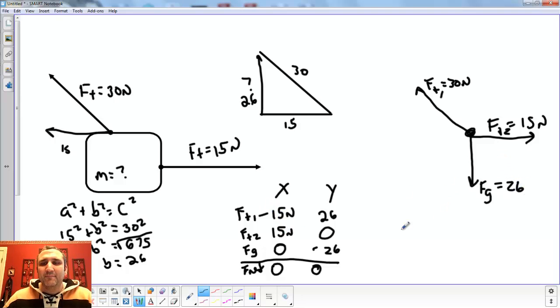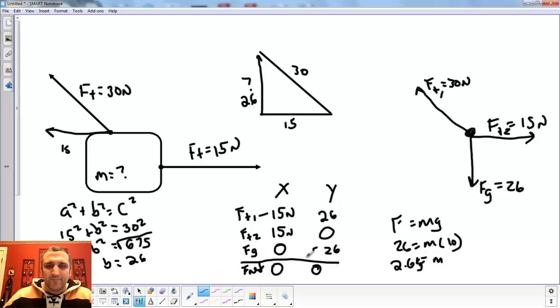26 here means F equals mg. 26 equals the mass times 10, which is the pull of gravity. So that means the mass is 2.6 kgs. So our mass is 2.6 kilograms. And that's how you can figure something's mass out, just by having a free body diagram that works.